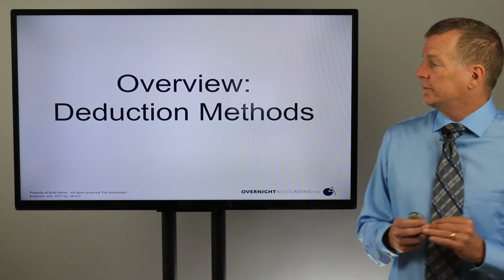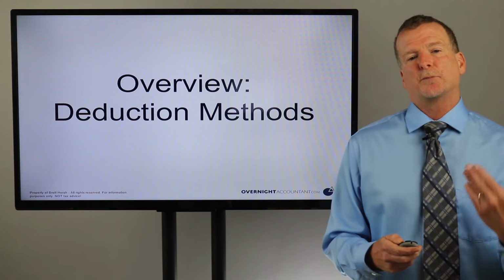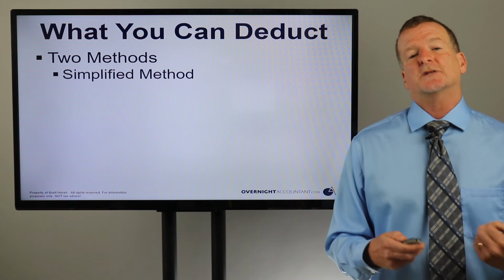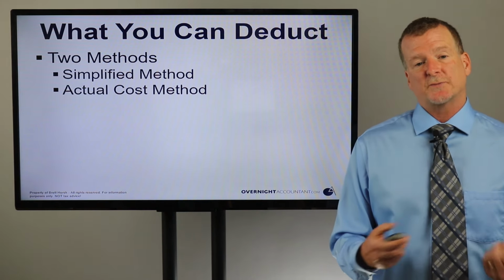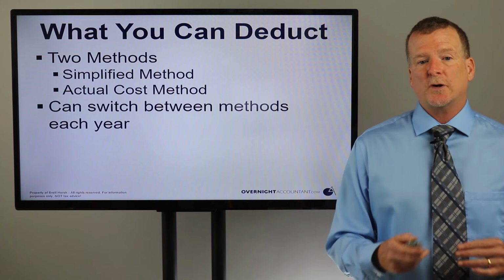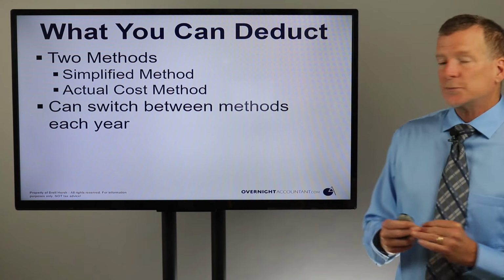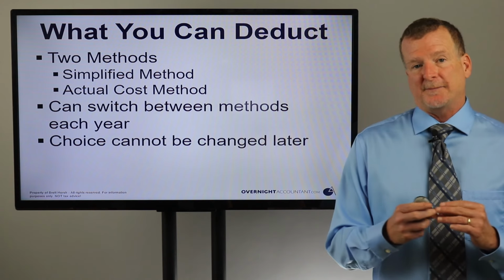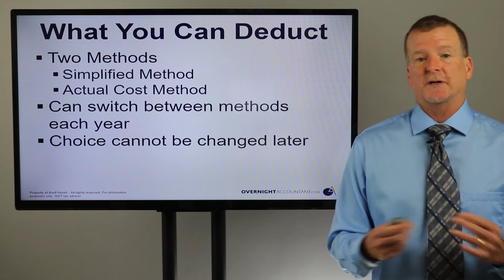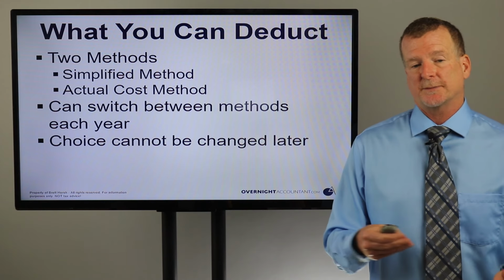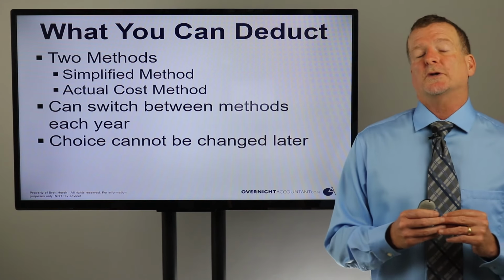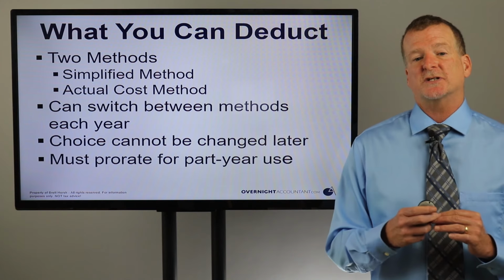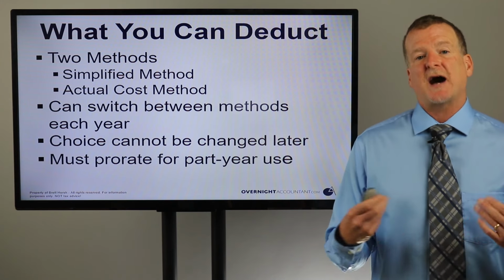Okay, so let's go to an overview of the deduction methods, which we discussed very briefly earlier in this lesson. What you can deduct, there are 2 methods. The simplified method, which will be discussed in the rest of this lesson, and also the actual cost method. Now you can switch between these 2 methods year after year, which is really cool. Depending on the year, depending on whether you're lazy one year or you get a better deduction taking the actual method versus simplified, you can do that. However, once you make the decision, you cannot later amend the return and change it. It is final.